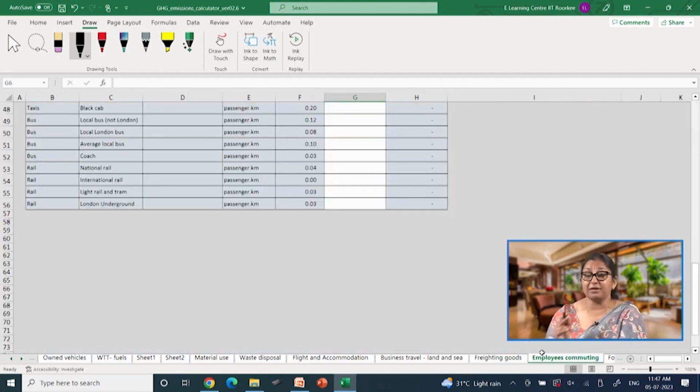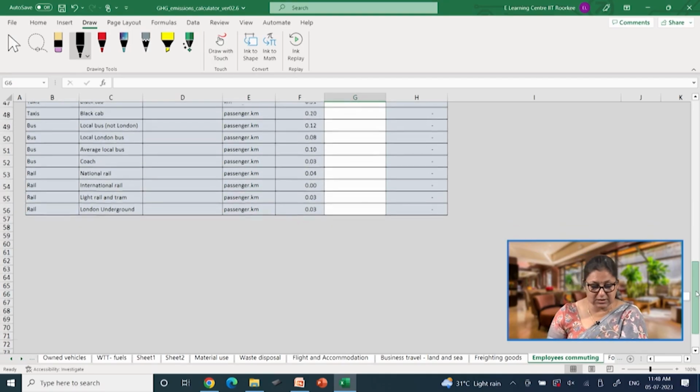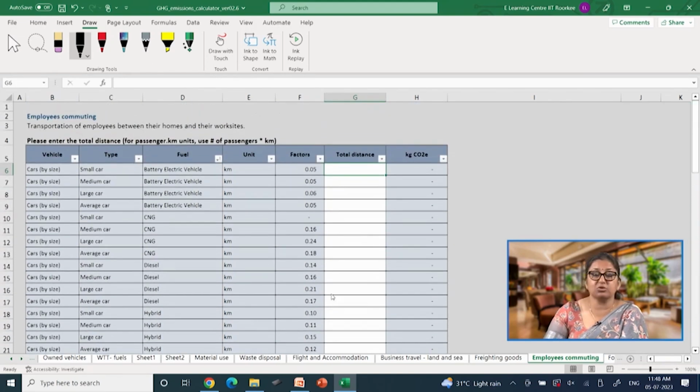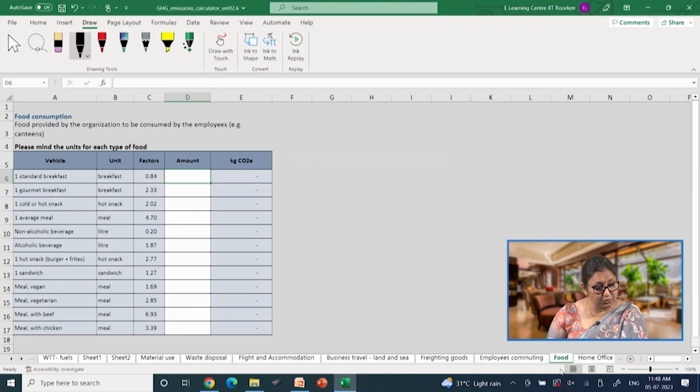Then we have employees commuting on a daily basis, not for business purposes out of the city or out of the office, but from home to the office. So, how many passengers are commuting, how are they coming, all that is also accounted for here. This is again scope 3 accounting that we are talking about. Then food. This is food provided by the organization to be consumed by the employees.